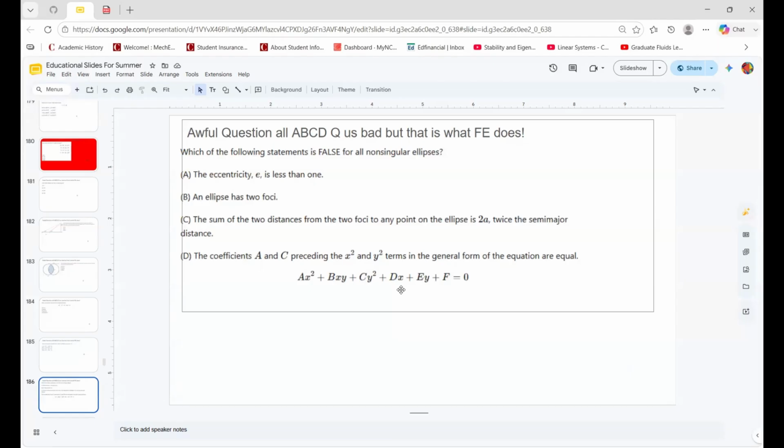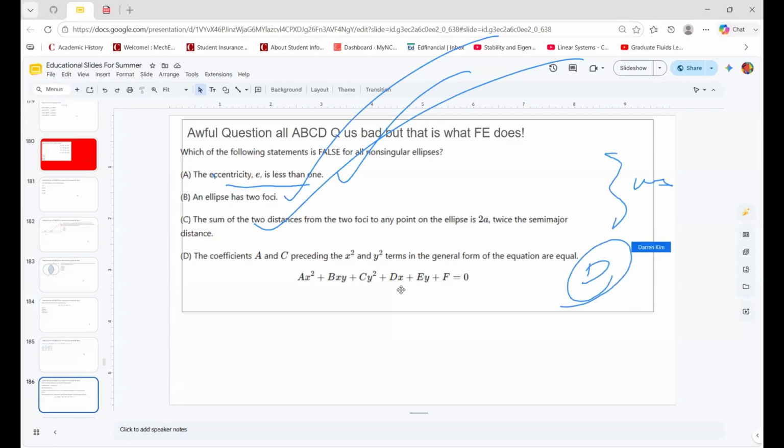So two foci means ellipse. So it is basically an ellipse. Okay. So the eccentricity is less than 1. Yeah, check. That's correct. There's two foci, check. The sum of the two distances to the foci is 2a. Yes, that's the definition of an ellipse. The coefficients a and b precede x and y. I mean, I know 100% this is correct. So D must be the answer because it says false.